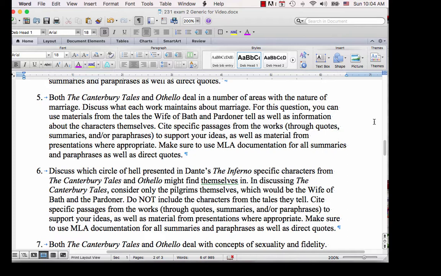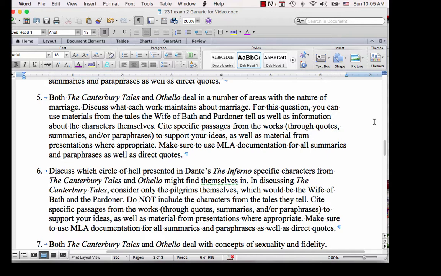Both the Canterbury Tales and Othello, this is question 5, deal in a number of areas with the nature of marriage. Discuss what each work says about marriage. Now, obviously, the wife of Bath, as we talked about in one of the videos, is a cloth maker, and she's a highly respected and very successful one. That's where she gets at least some of her money, although she does inherit it because she marries a lot of old men. But her main avocation, what she thinks of herself as, is a wife. And she's married 5 times. So obviously in her prologue, she focuses on marriage.